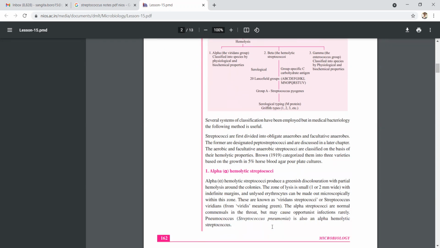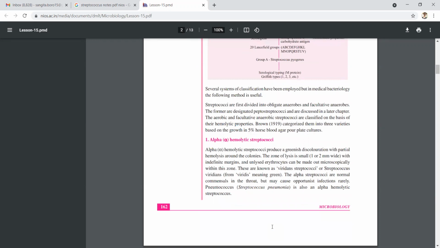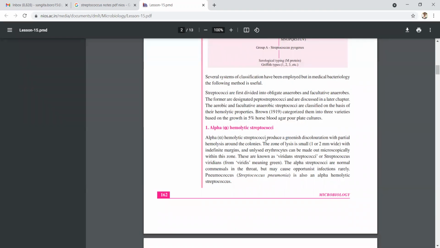Several systems of classification have been employed, but in medical bacteriology, the following method is useful. Streptococci are first divided into obligate anaerobes and facultative anaerobes. The former are designated as peptostreptococci and are discussed in a later chapter. The aerobic and the facultative anaerobe streptococci are classified on the basis of their hemolytic properties. Then a person called Brown in the year 1919 categorized them into three varieties based on the growth in 5% horse blood agar pour plate culture.